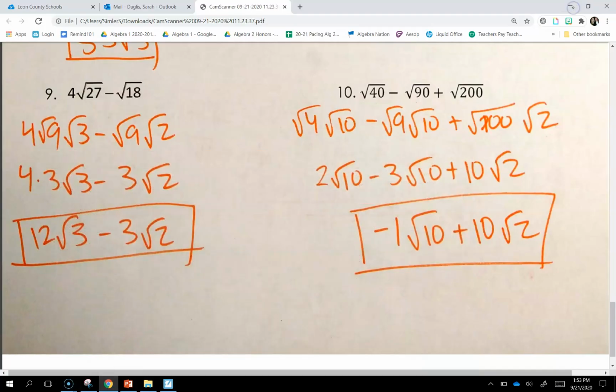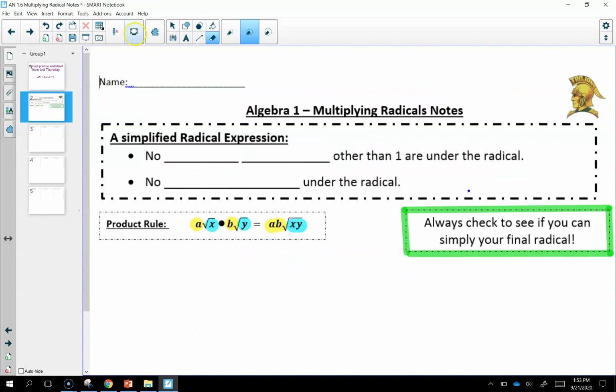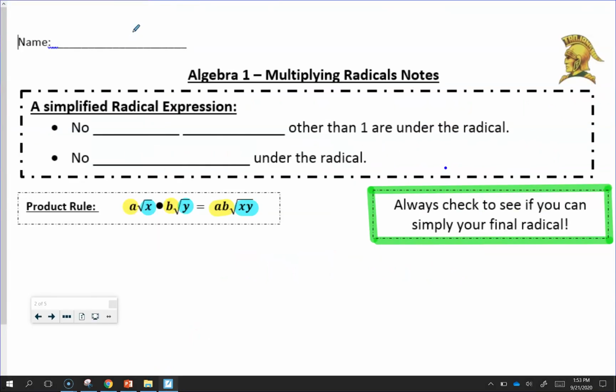This is Algebra 2. Let's get Algebra 1. Here you go. All right, so what we're going to do today is we're going to multiply radicals now. Instead of adding and subtracting, we're going to multiply. So some rules we have to remember. We have to remember when I am simplifying, there can be no perfect squares left underneath my radical.